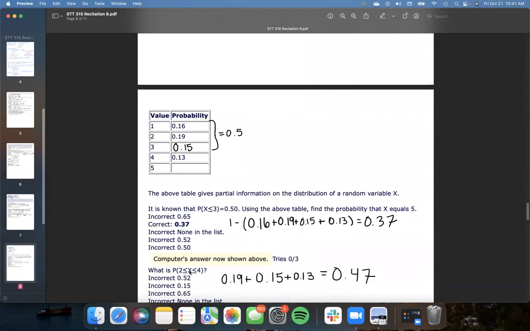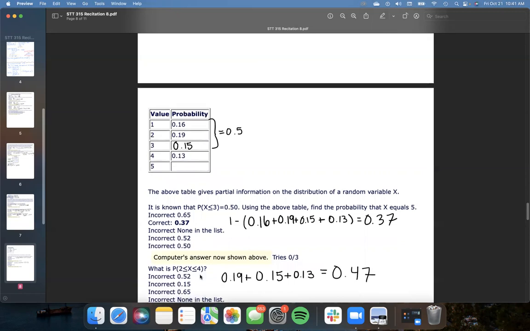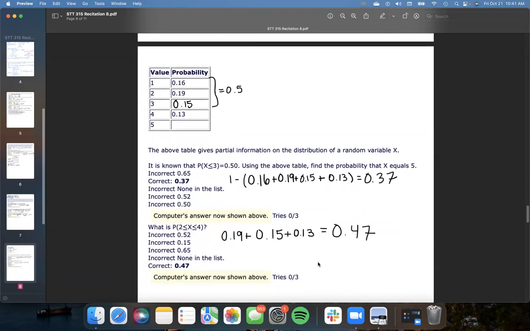What is the probability that X falls within 2 and 4? So we're going to add up these three values: the probability where X equals 2, the probability where X equals 3, and the probability where X equals 4. When you add those three values together, you get 0.47.